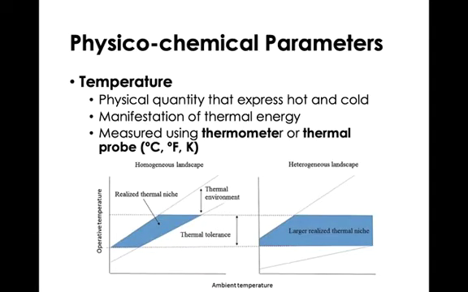so one type of physicochemical parameter that is being measured in both the terrestrial and aquatic ecosystem is the temperature. So this is a physical quantity that expresses hotness and coldness. So there's a specific measurement, we can say it is hot or it is cold. It is a manifestation of thermal energy, which is measured primarily by a thermometer, field thermometer, or a thermal probe, expressed in degrees Celsius, Fahrenheit, or in Kelvin.